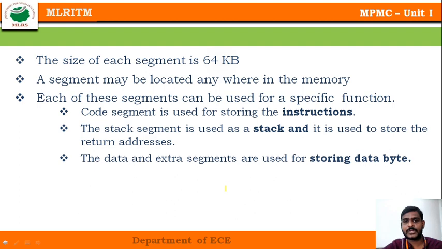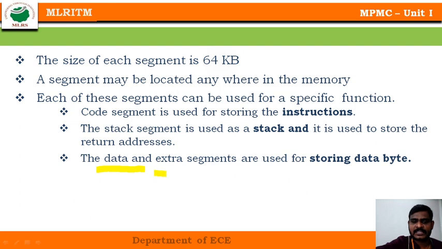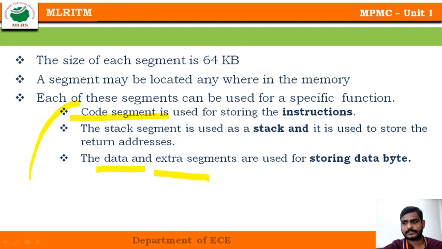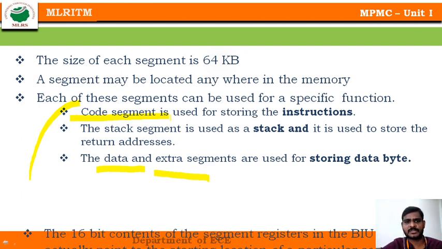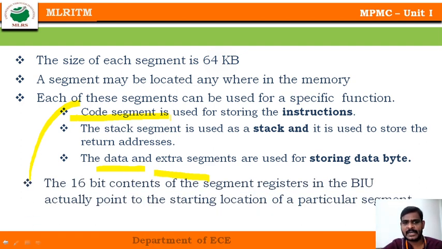Data and extra segments are used to store the data bytes, which indicates that if I want to have a huge amount of input data, this input data is written into the data segment or the extra segment, whereas the code has to be written in the code segment memory. This way individual segments can be used for a specific function or a specific task. So that 16-bit value consists of a segment base pointing to a physical segment.